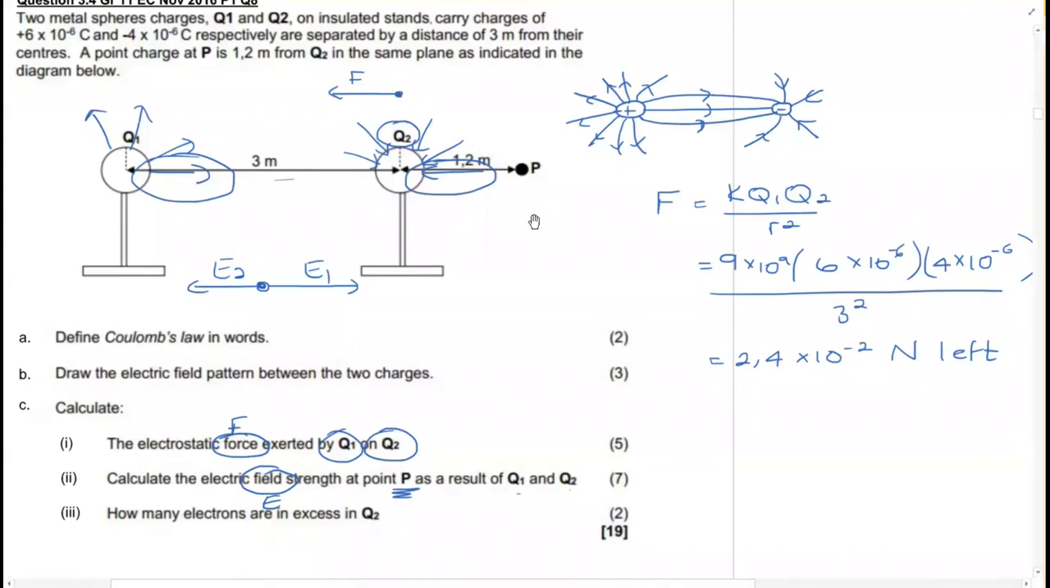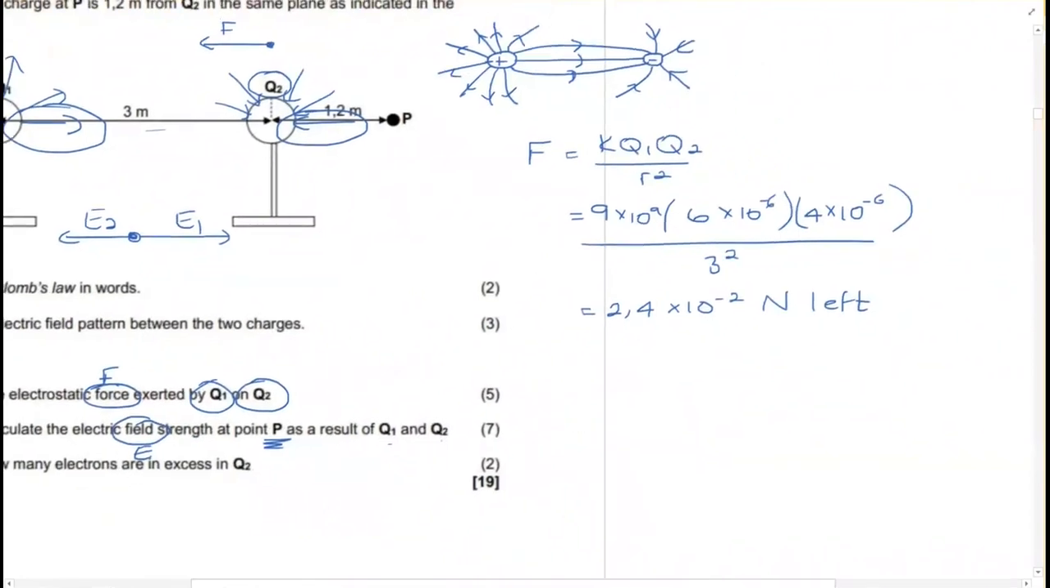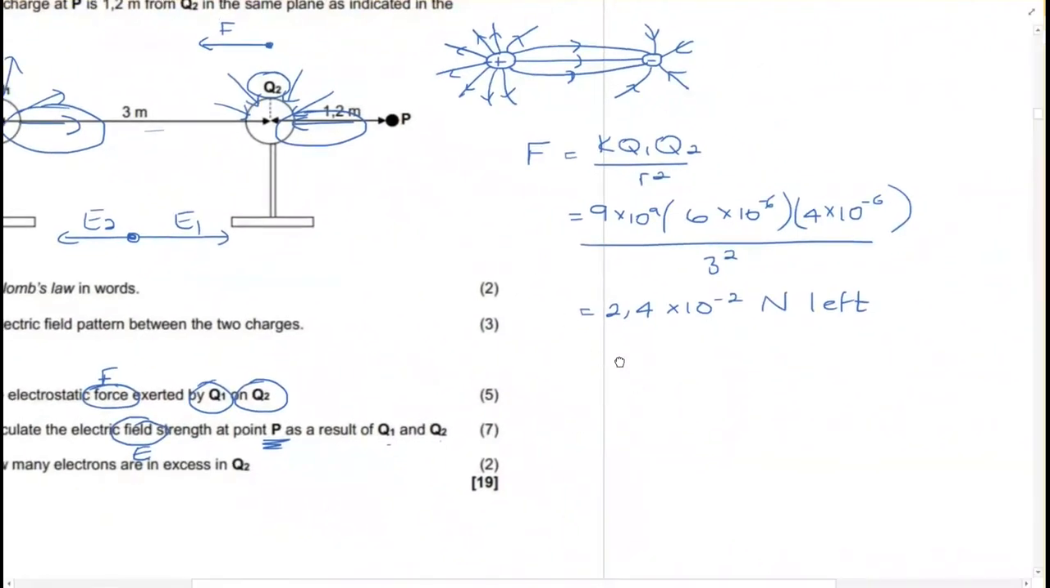Okay, so let's do this calculation quickly. And let's do this one in green. Okay, so our two fields. The field of E1, we're going to use the one with distance because there is no charge at point P, so there is no force.